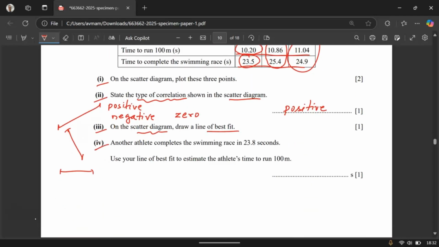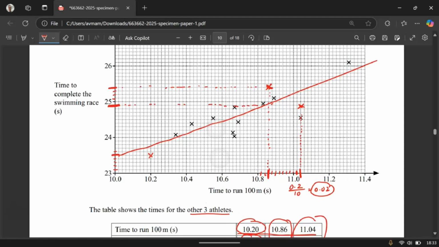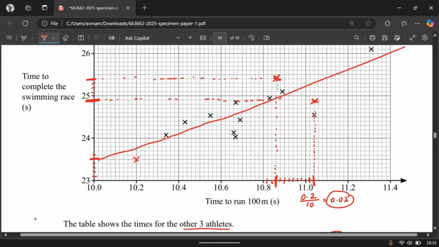And then question 4 says, another athlete completes the swimming race in 23.8 seconds. Use your line of best fit to estimate the athlete's time to run 100 meters race. So let's go to 23.8 seconds in the swimming race. So let me zoom this a little bit to make it more clear. We know every interval is 0.1, so 23.8 lies right over here. So let's come across all the way where it meets the line of best fit, and then let's come down.